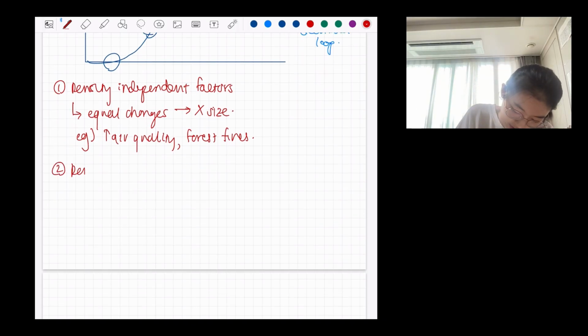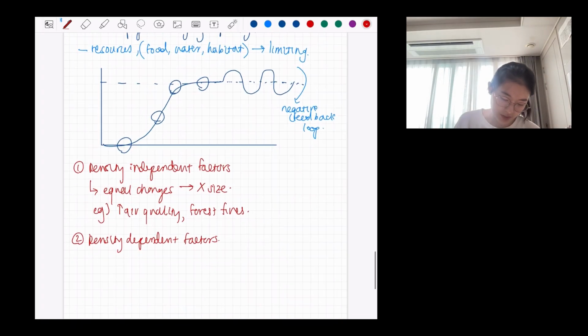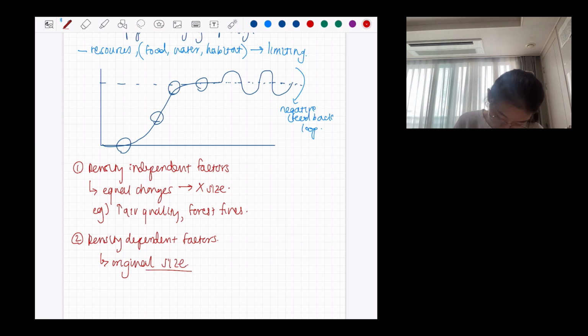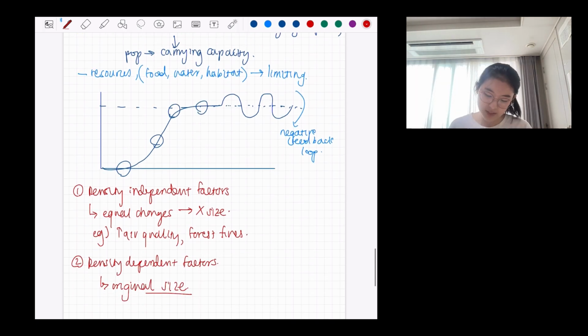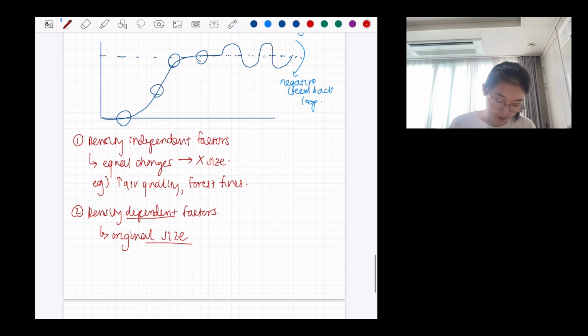On the other hand, we have density dependent factors. These are factors that cause different changes to the population, and it is dependent on the original size of the population. So it is indeed possible that a density independent factor might cause an increase in the population size for a very short amount of time, but it would be lowered by the density dependent factors, because density dependent factors ultimately depend on the population. Examples of density dependent factors would be competition, competing for a limited amount of resources. Those would be density dependent factors, etc.